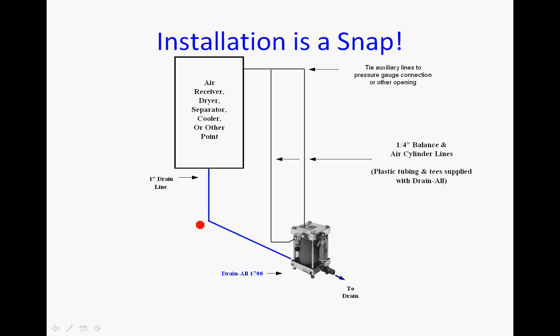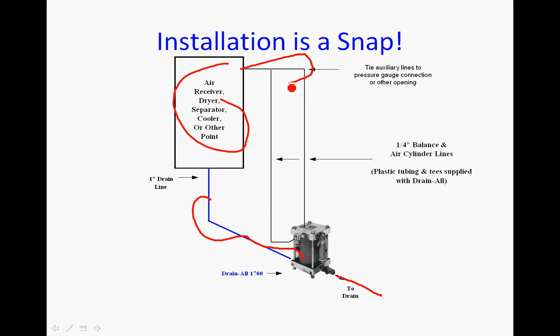Basically, installation of a Drainol is a very simple, straightforward affair. This would be the area that you want to drain. You have a 1-inch drain line that comes down into the unit. This is a 1-inch discharge line going out. You've got an installation kit which comes with the unit, which includes plastic tubing and some T's and some small little valves to balance off air supplies. Typically you find a connection up on the unit that you're draining, whether it's an air receiver or a separator, whatever it may be, a half-inch connection, typically a gauge connection, just fine.